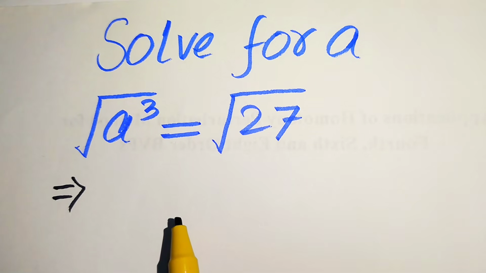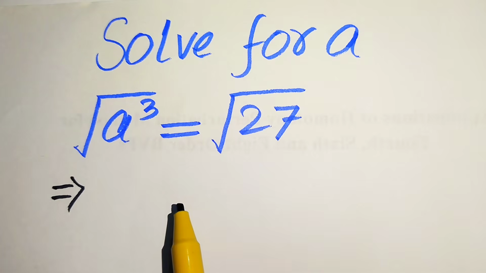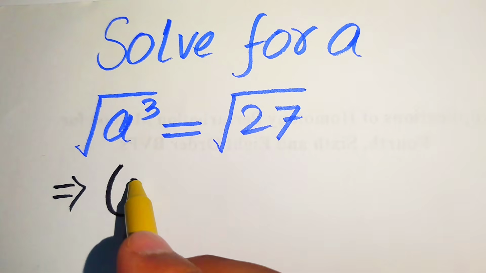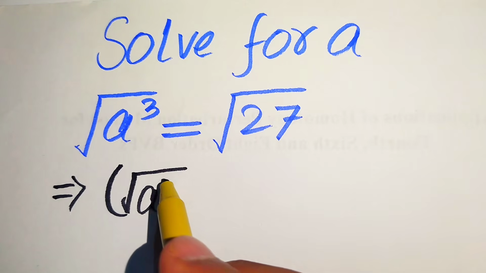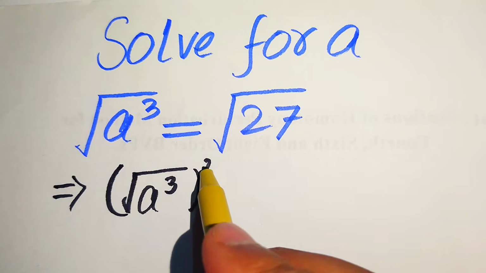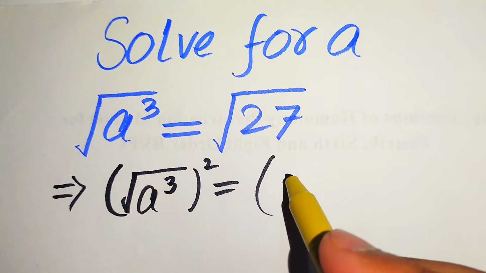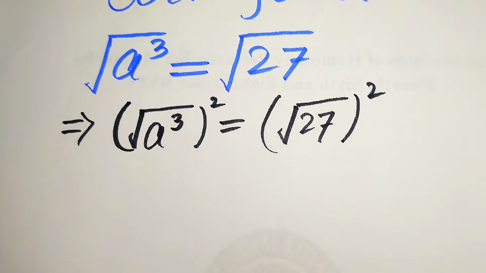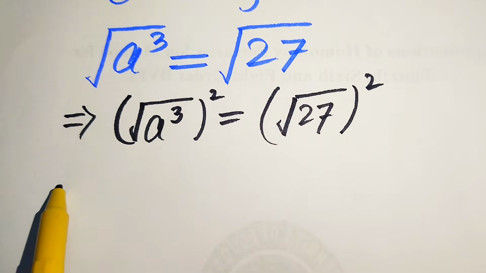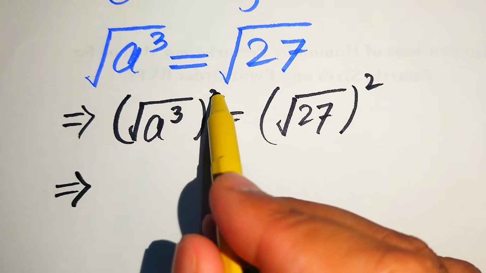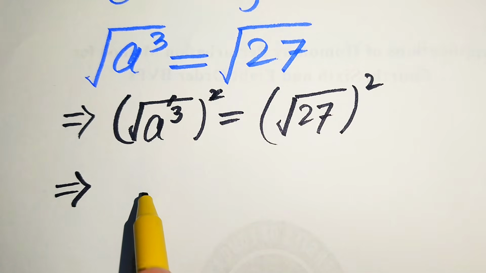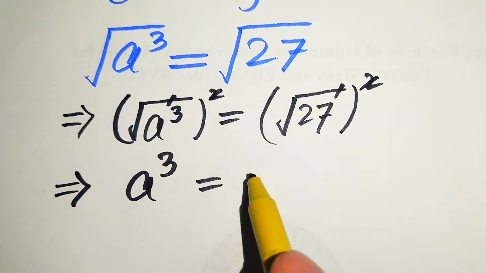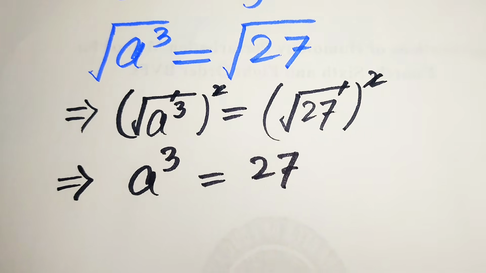So here first we need to remove the square root sign from both of the sides. So for this we will take a squaring on both of the sides, and we get the square root of a cubed and its whole square is equal to the square root of 27 and its whole square. And now in the next step we need more simplifications here, and we get this 2 and this 2 and square root are gone, and we get a cubed is equal to 27.